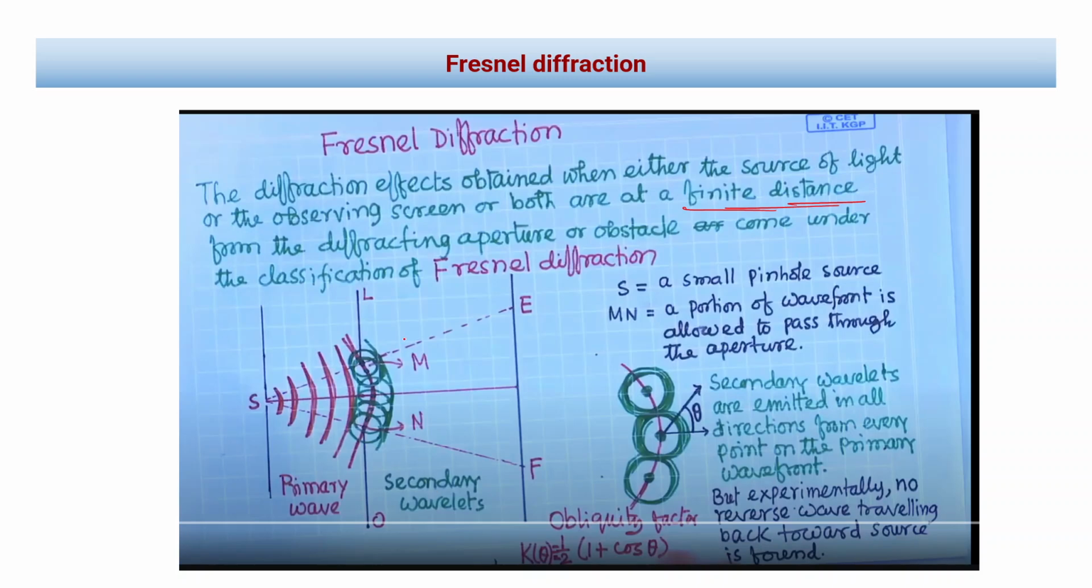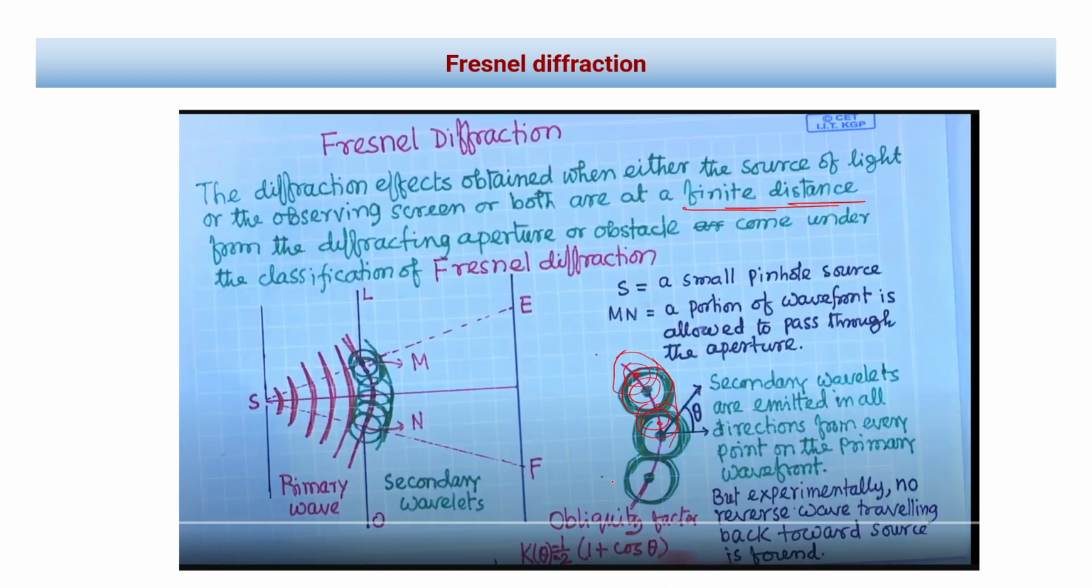Now when these reach the screen we get something known as Fresnel diffraction. Again here we are showing that each point on the primary wavefront will act as another source of wave, and when we take the tangent of all these we get the secondary wavelet.